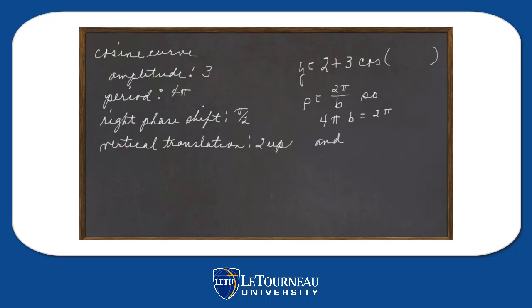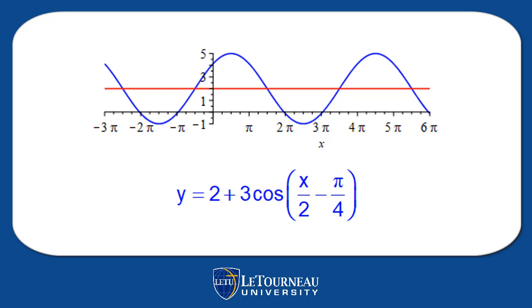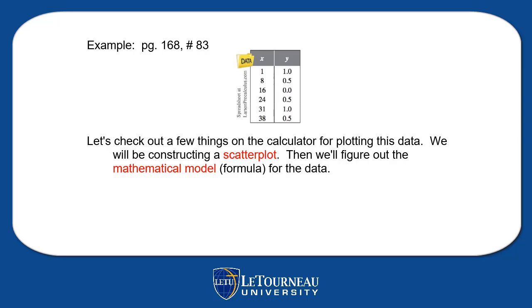Notice that the amplitude and the vertical translation are easy. Period is 2 pi over b, so we found out that b is 1/2 because we were given that the period was 4 pi. 2c is pi over 2, c is pi over 4, and so we filled it in. Now to get a good look at it, and if you need to, stop, back it up, and check how we did that again. But here's a professionally drawn graph of our function 2 plus 3 cosine x over 2, and so forth.